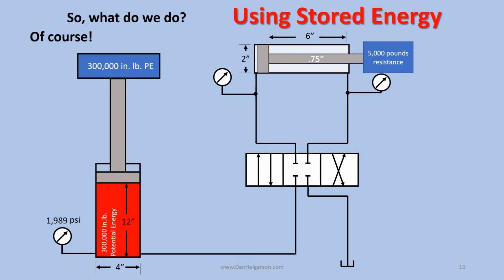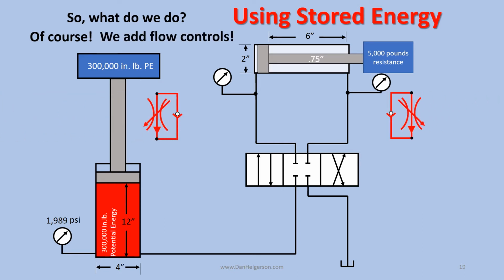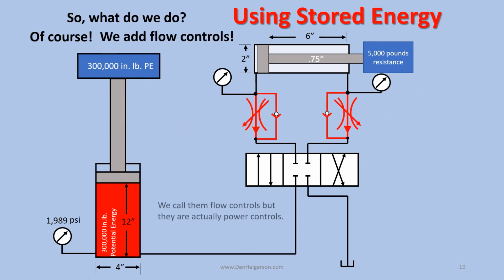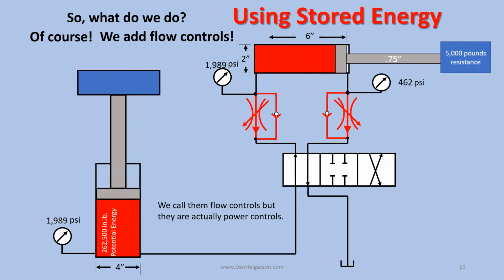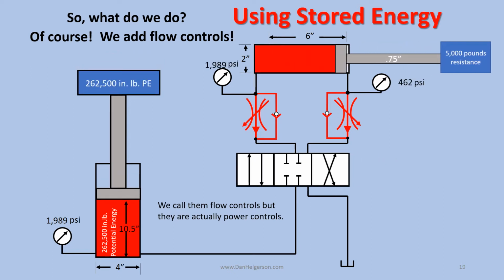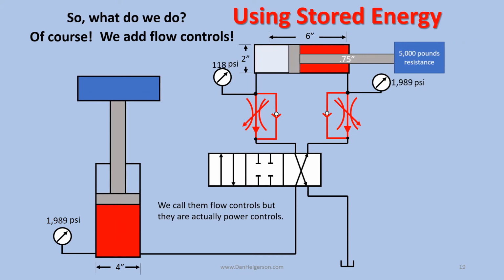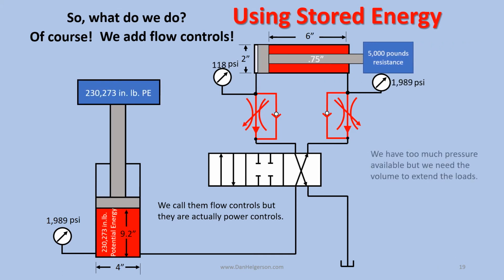So what do we do? Of course, we add flow controls. We call them flow controls, but they are actually power controls. Now when we shift the valve, we get just the speed that we want. We have too much pressure available, but we need the volume to extend the load. The power controls consume the extra energy caused by the pressure.